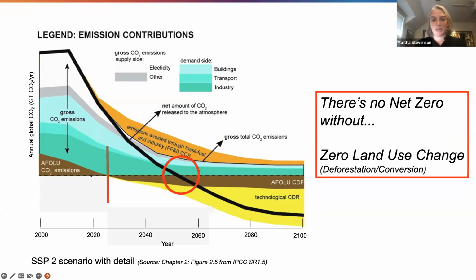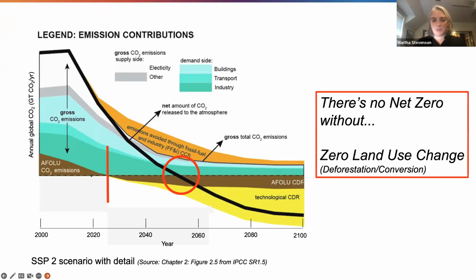Now, I'll invite you to look at the red circle in the middle of the screen. That is our net zero moment for CO2 emissions, where the black line crosses the dotted line, or zero. So this is where CO2 emissions are neutralized by CO2 sequestration below the dotted line. And as you can see, we're estimating that this event happens for the world around 2050 or soon thereafter.